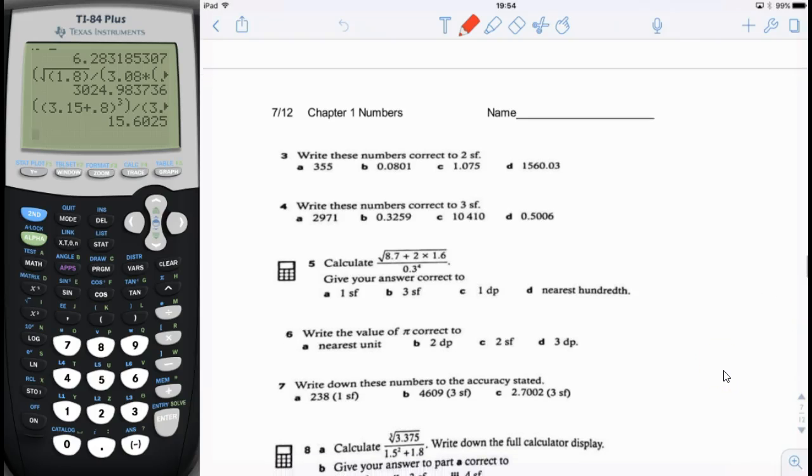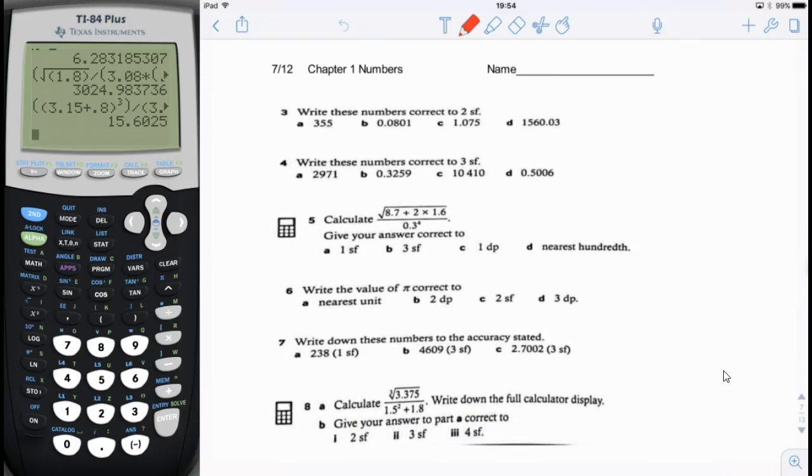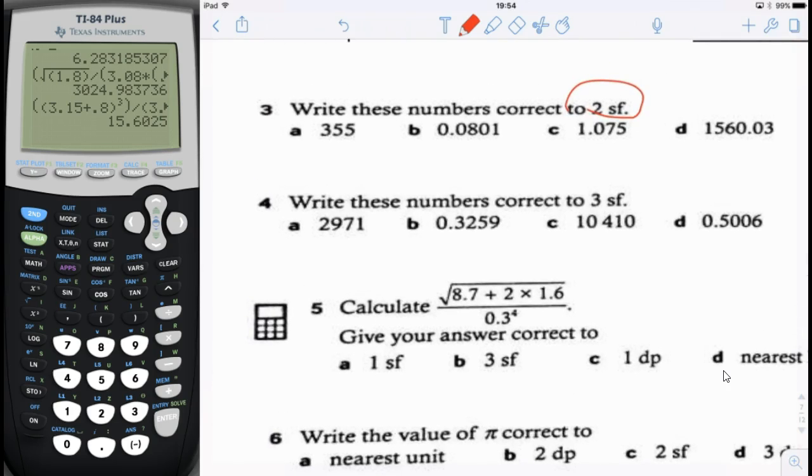Numbers, page 7. Write these numbers correct to two significant figures. So 355, I would want to keep these first two figures as the significant figures. So I'm going to throw away this one here, replace it with a 0. Now, am I going to make that a 5 or a 6? Well, the next number is a 5, so I'm going to make that a 6. And then the 5 is replaced with a 0, so I have two significant figures.